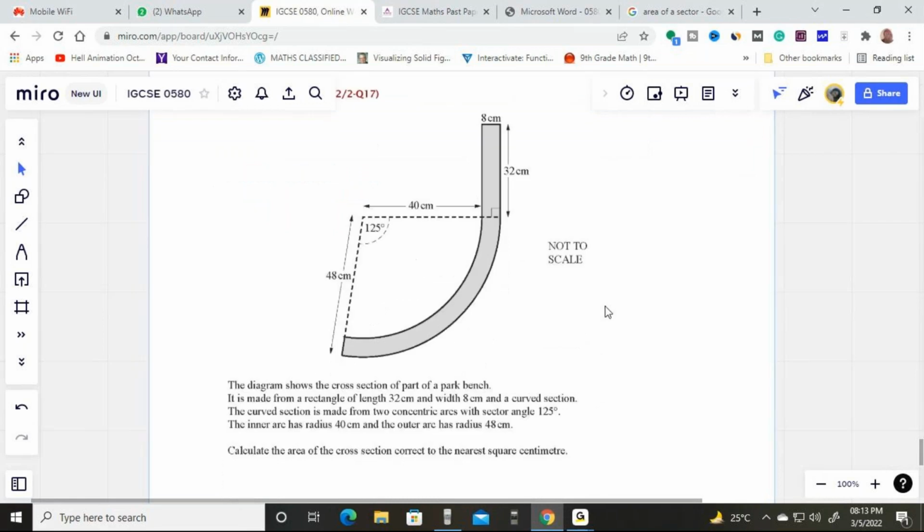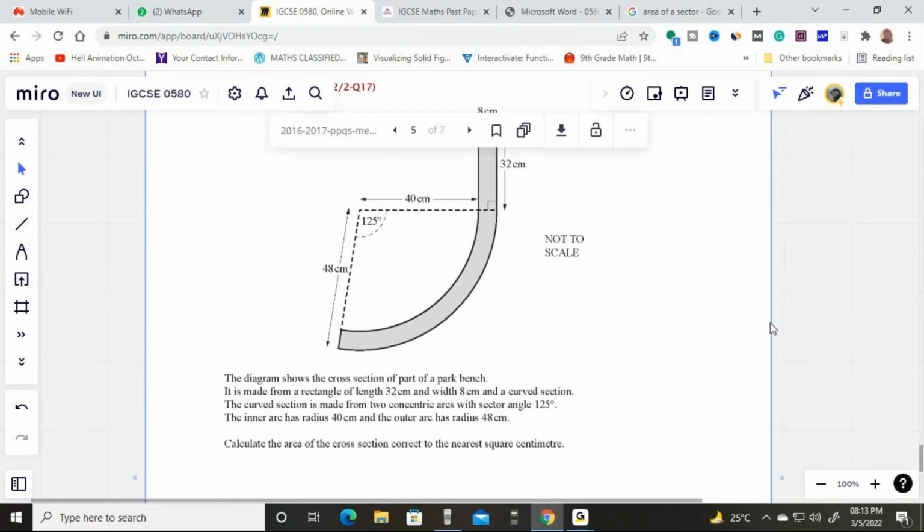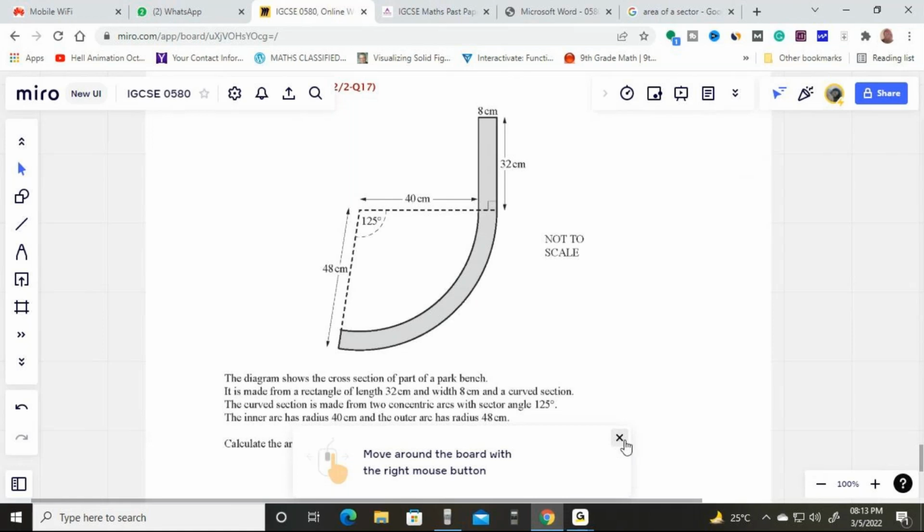Okay, now what is this? The diagram shows a cross-section of part of a park bench. It's a bench cross-section. It is made from a rectangle of length 32 and width 8 and a curved section. The curved section looks like an arc. The curved section is made up of two concentric arcs with sector angle 1.5.